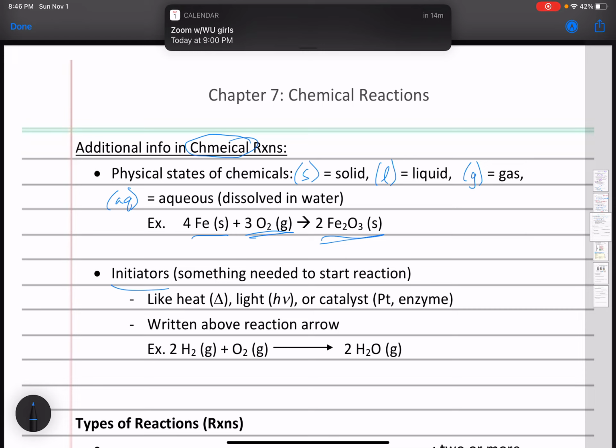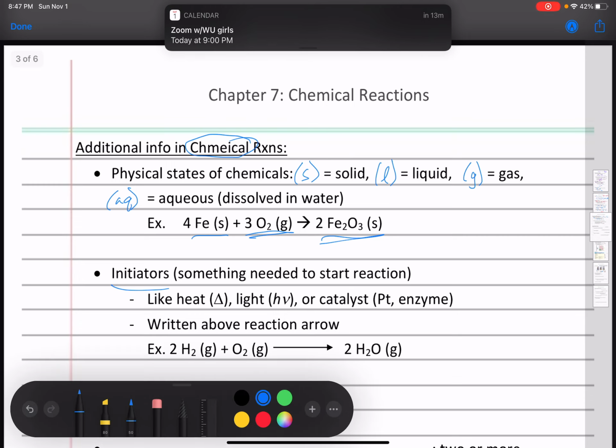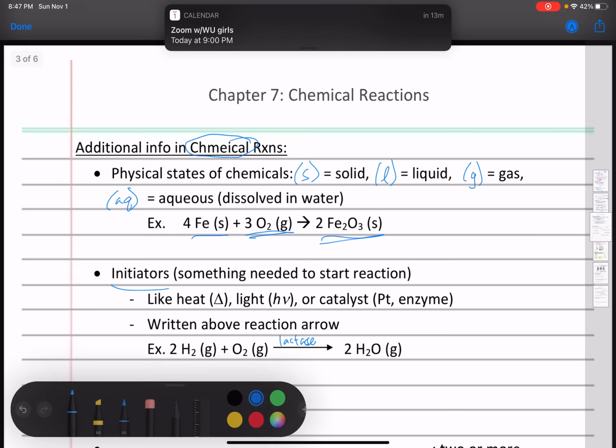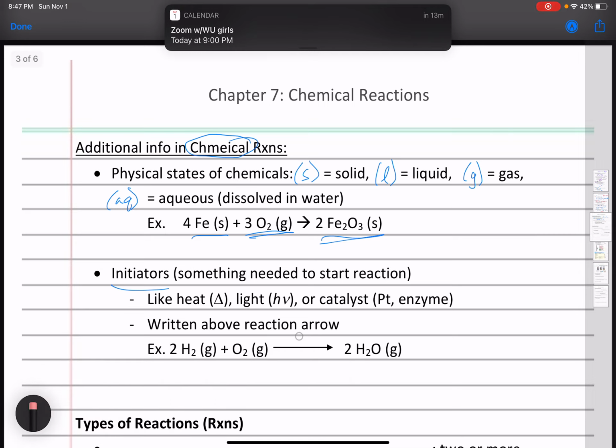And since those things are not directly involved or changed in the reaction, we don't put them on the reactant or product side, we simply put them over the reaction arrow. So if a reaction needs heat, you'll see that little Greek letter delta over the reaction arrow, or if it is catalyzed by an enzyme, you might see the name of the enzyme over it. So if this was a different reaction, you might see lactase or hexokinase, different names of enzymes can be pictured above there. Okay, so that's another thing that you might see in a chemical reaction.